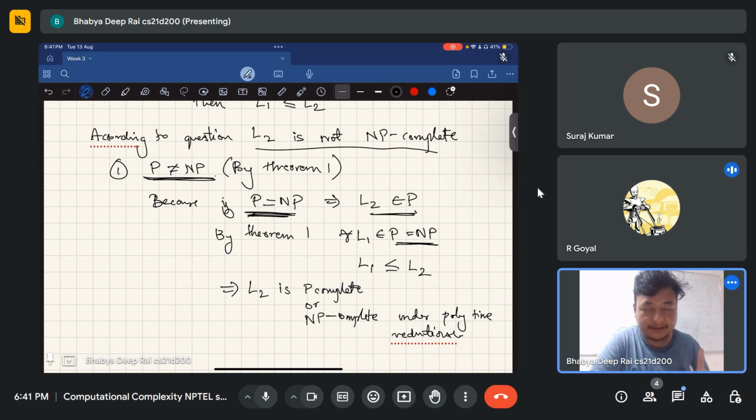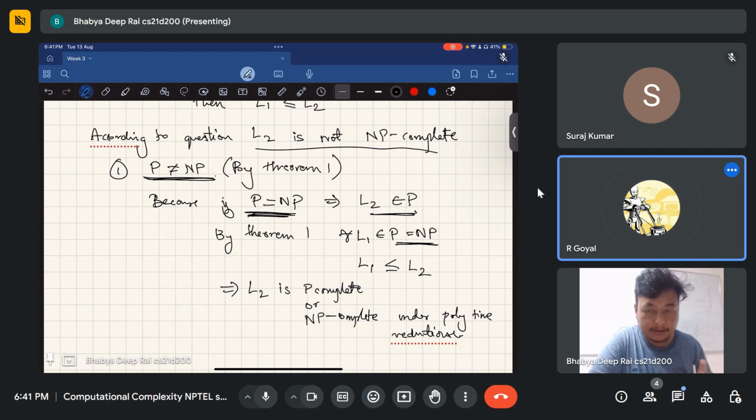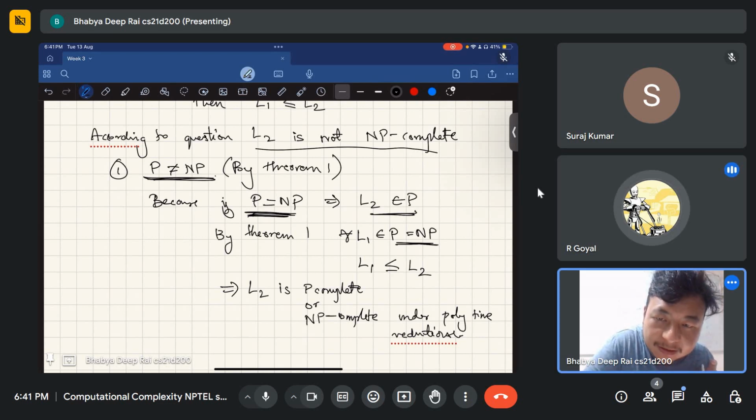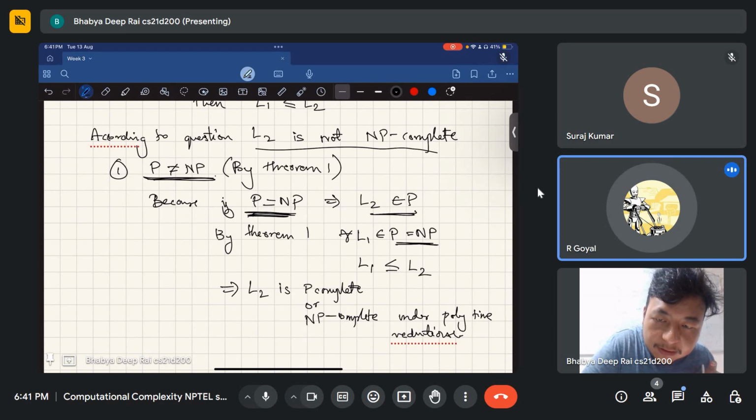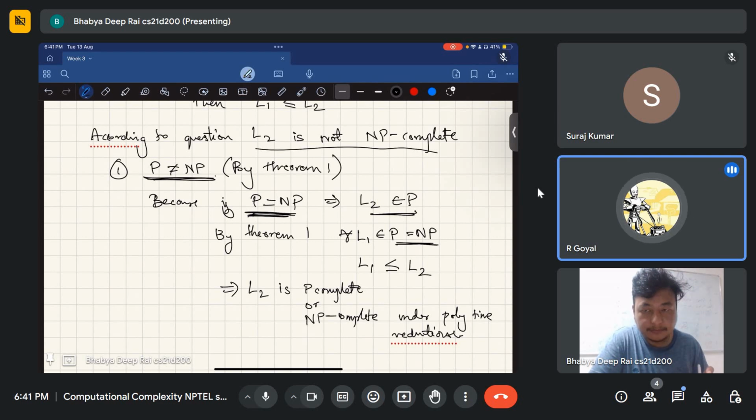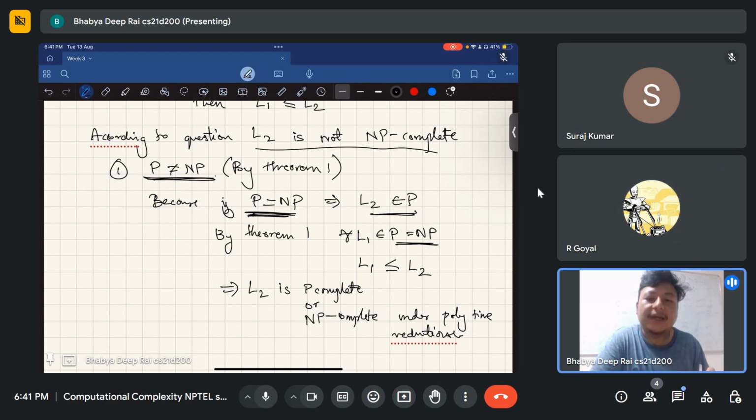First thing: L2 is not NP complete. L2 is merely in NP. It is the problem which is only in NP, and it is not NP complete. Okay, L2 is in P, not NP complete. L2 is in NP, and P is equal to NP, so L2 is in P.